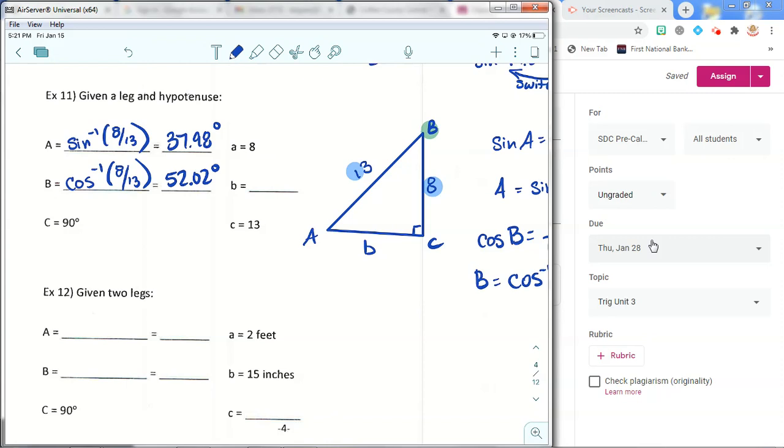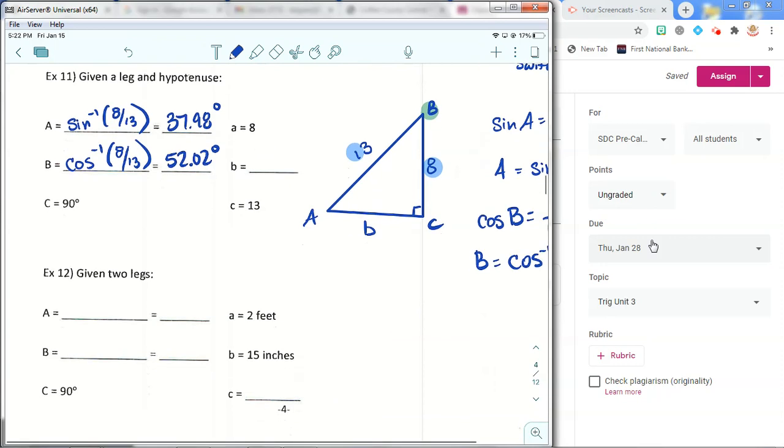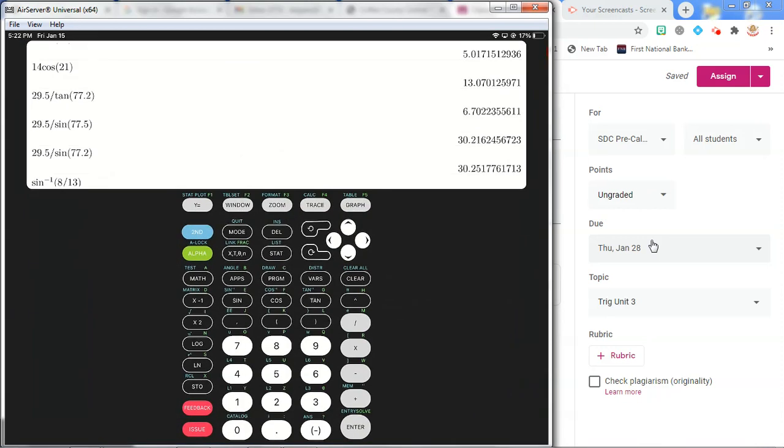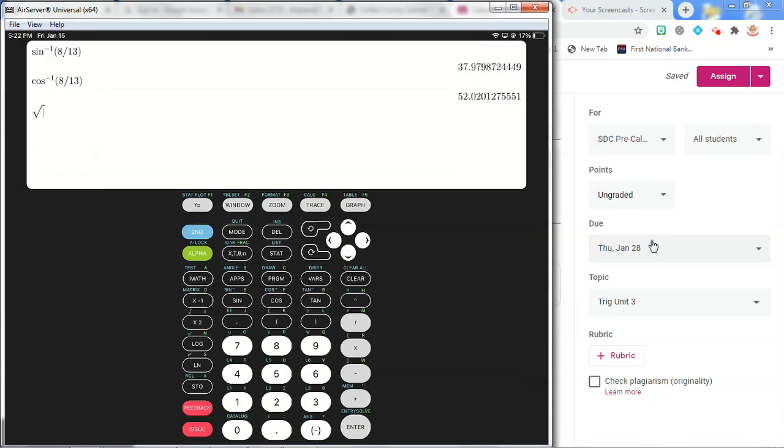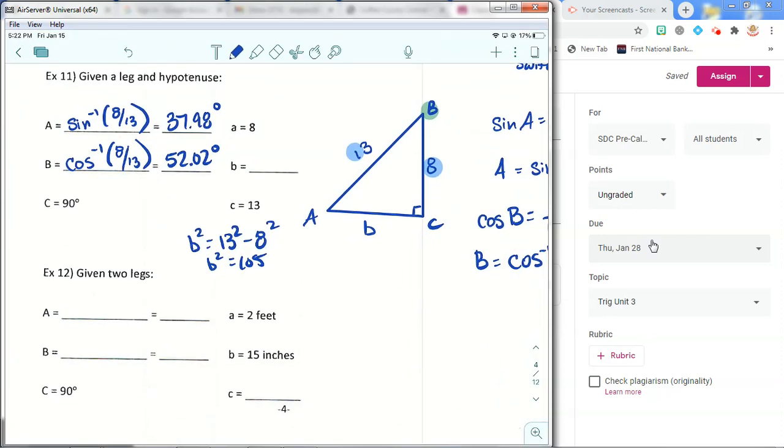All right, and then to find the side B, we don't have to use trigonometry. We can just use the Pythagorean Theorem. All right, and since we know the hypotenuse, it's going to be the hypotenuse squared minus the other leg squared, that's going to be 105. And then you can find the square root of 105 by hitting second and then x squared to get square root. 10.25. Okay, one more to go.